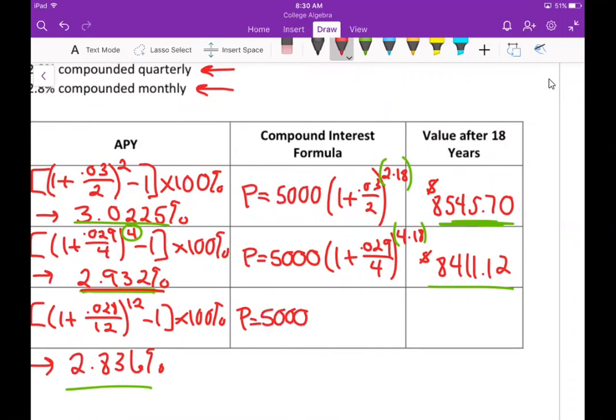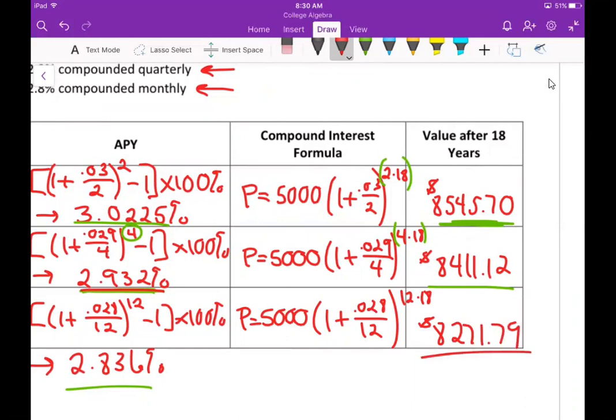So $5,000 times 1 plus 0.028 divided by 12, to the, nope, not 4 anymore. It's to the 12th power times 18. See how big that power is? That's kind of crazy, right? 12 times 18 is a very large power, yet somehow we end up with $8,271.79. Yes, in fact, less than that 2.9% that was compounded 4 times a year, and that 3% that was compounded twice a year.